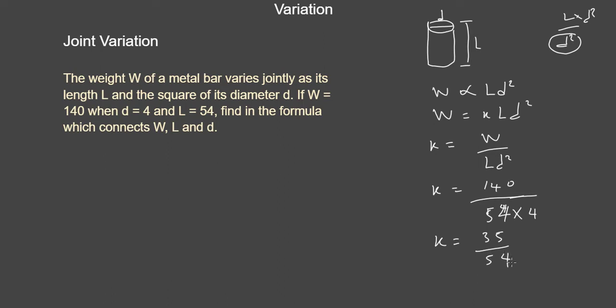So now that we've got the value of K, we can just plug the value of K back into that formula, and that becomes W equals 35 over 54 times L D squared. So this becomes the formula. So now the question is find the formula which we've got, and this is the formula. But if you are told to find a relationship, this is just the relationship, then this is the final formula. Then you may be asked to look for the value of W given other values of L and D, but in this case, we are just okay with the formula.